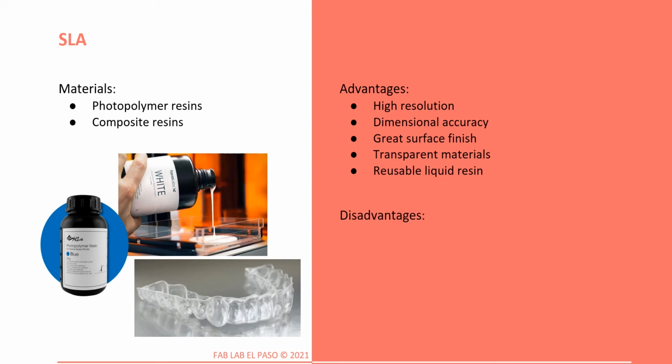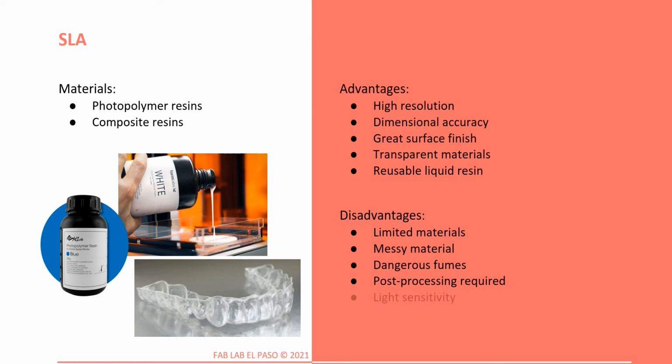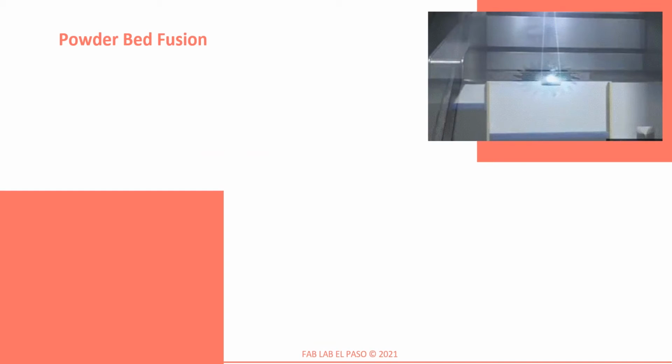While there are many resins available, the SLA materials are still limited to only photocurable resins, which can be messy to work with and can produce dangerous fumes if not in a well-ventilated area. Of course, post-processing is absolutely required for SLA prints, though these parts will still always remain light-sensitive and should not be exposed to direct sunlight for long periods of time.